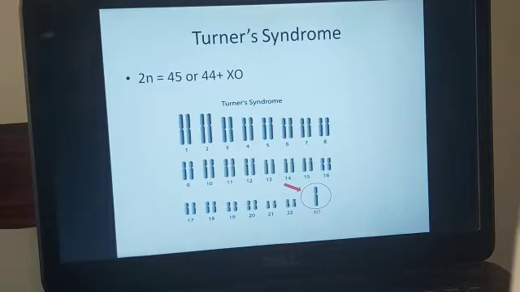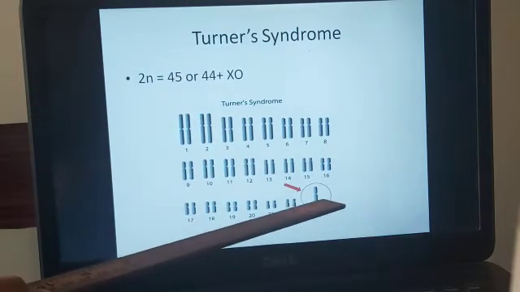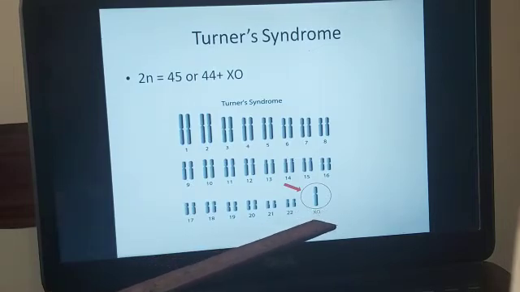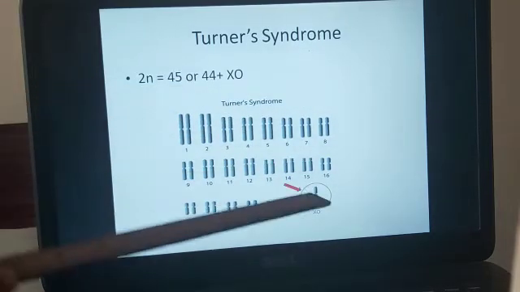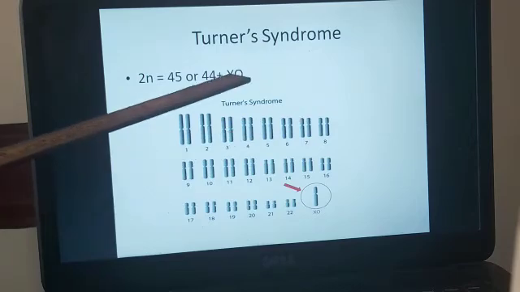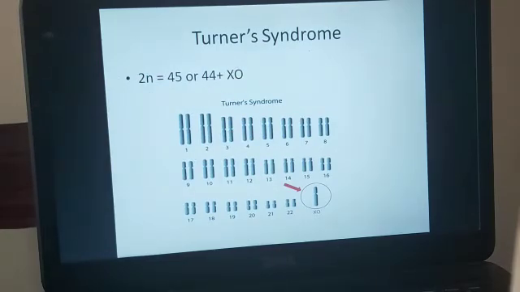Now the next disease that we are going to see is Turner syndrome, and in the case of Turner syndrome, 1 X chromosome is missing in the case of females. So here this is a female, and the female should be having 2 X chromosomes, but here you can see that the female is having only 1 X chromosome. So these are designated by 2n is equal to 45 because 1 chromosome is missing, or 44 plus X0.